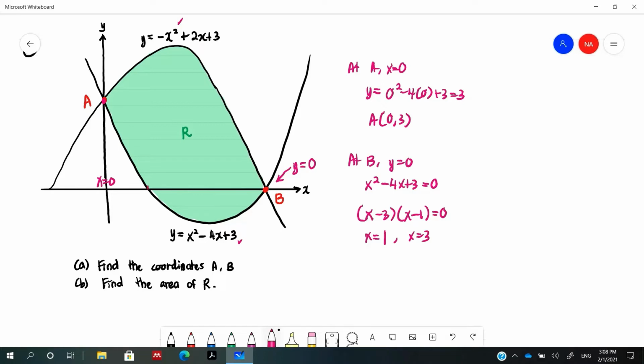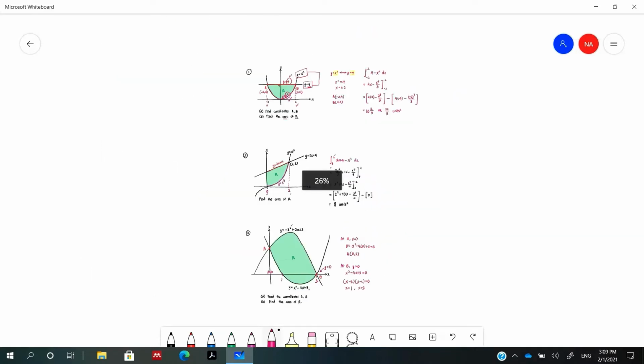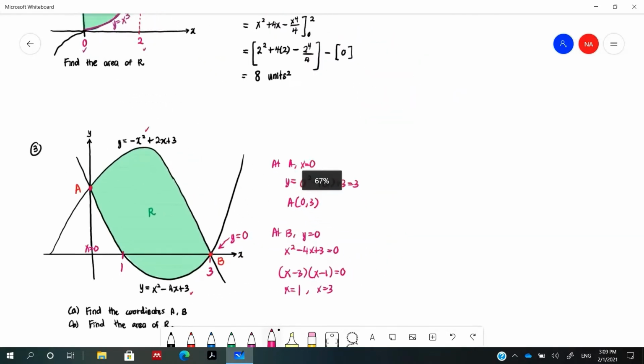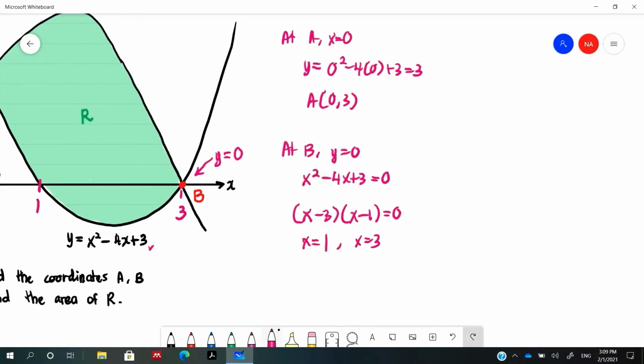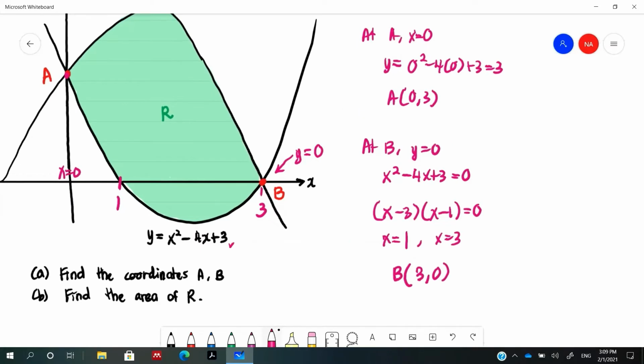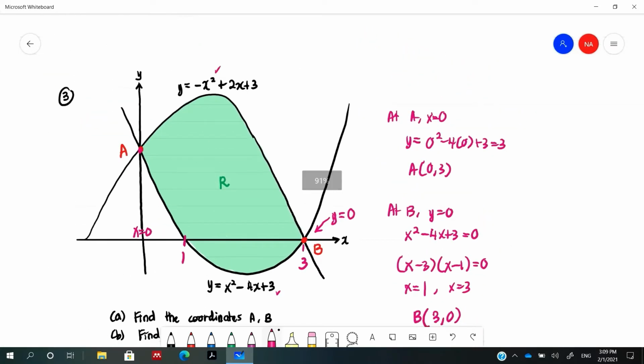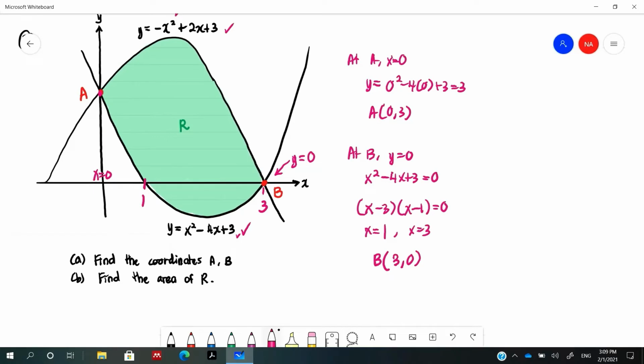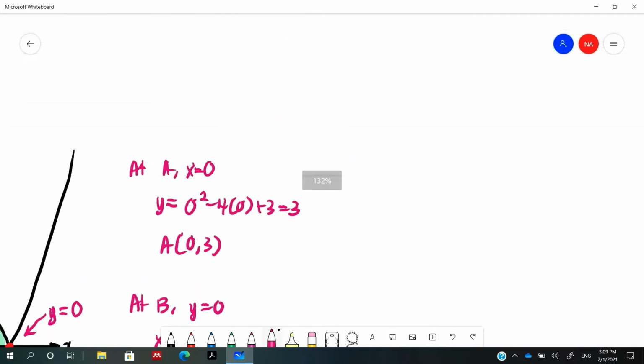So of course, this is the value for 1, and this is 3 here. All right, so the coordinate for b in this case is actually (3, 0), right, (3, 0). Another way of solving the coordinates for a and b is you can equate these two functions, and then you get the same answers for x and y. Okay, now we want to find the area. So in this case, we want to find the area.